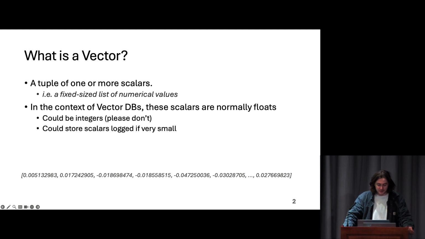You can see at the bottom, here's a sample vector generated from an embedding model, which I'll talk about later. But you can see it's a float. You could use integers, but often vector databases are used with machine learning applications, and you don't use integers for those. You could also store your scalars logged if they're very small. As you can see, these are not often very small. It depends on what actual embedding model you're using, but this is not often necessary. So they're just a tuple of one or more scalars, a bunch of floats.